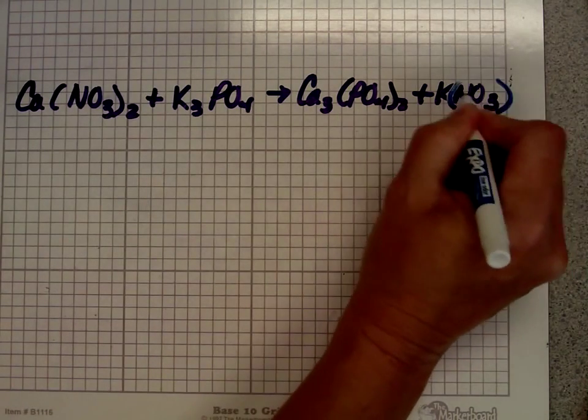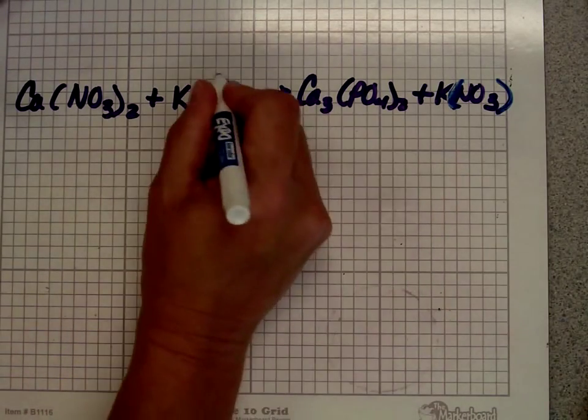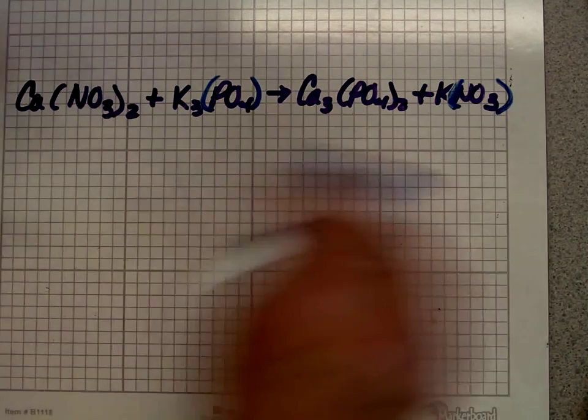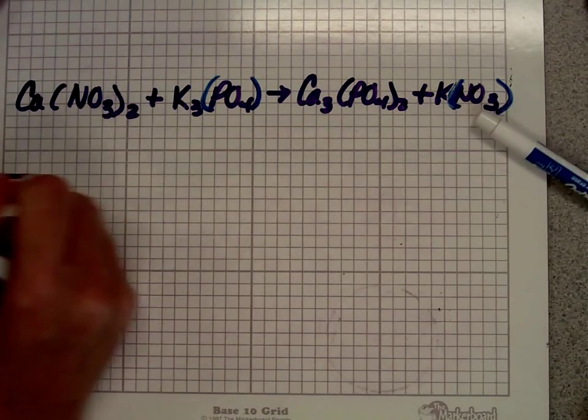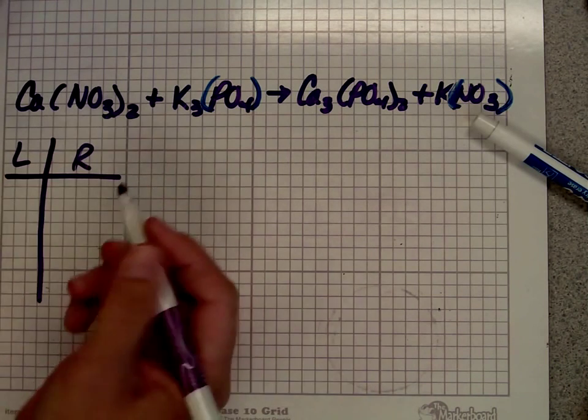So I put parentheses around this NO3. That's just to remind me I'm keeping it together. And the same thing with the PO4. All right, so now I make my T-chart. Left, right, or products and reactants.